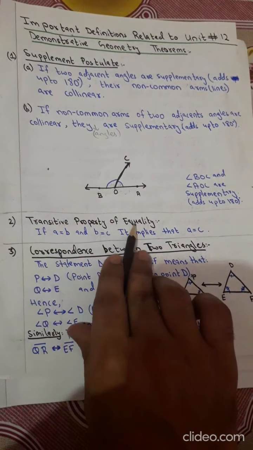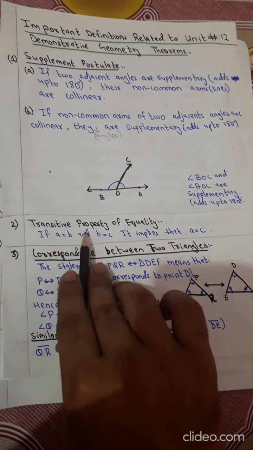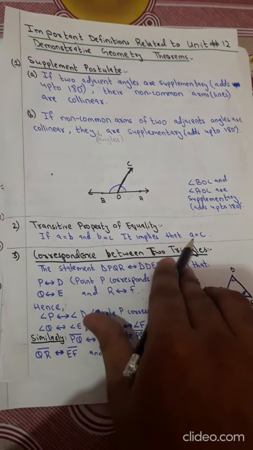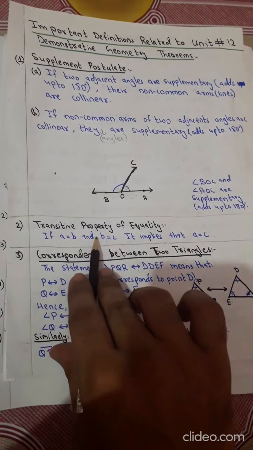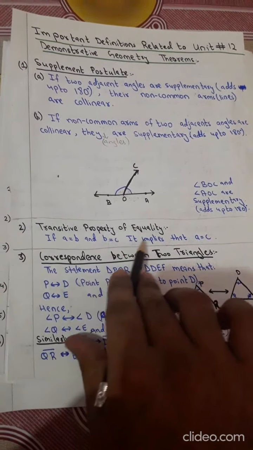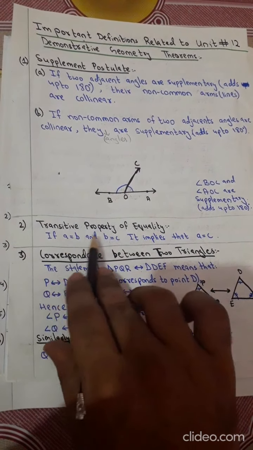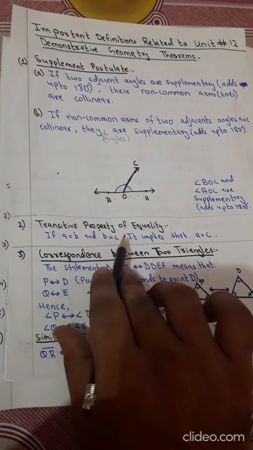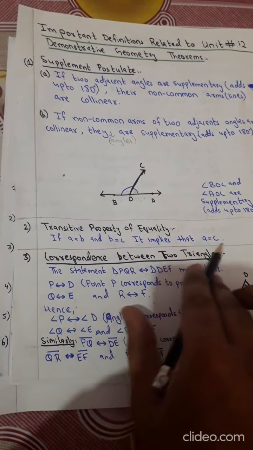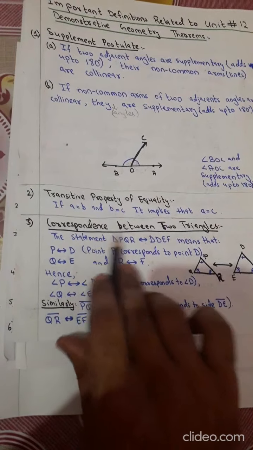Transitive property of equality: if A equals B and B equals C, it implies that A equals C. Meaning if the first quantity equals the second quantity and the second quantity equals the third quantity, then the first quantity equals the third quantity.